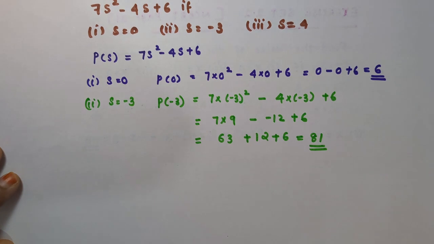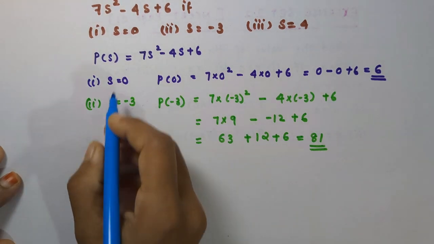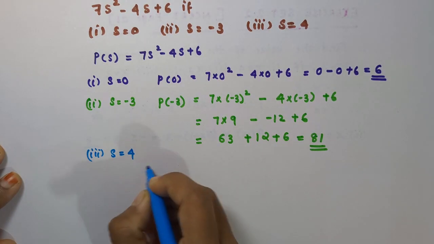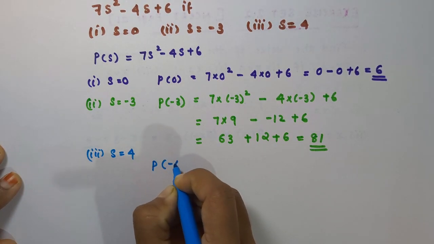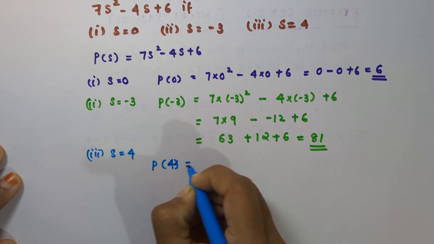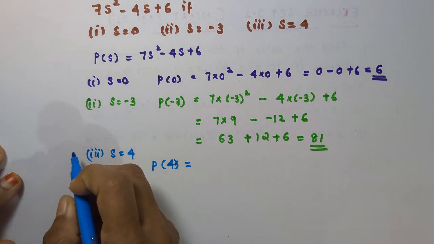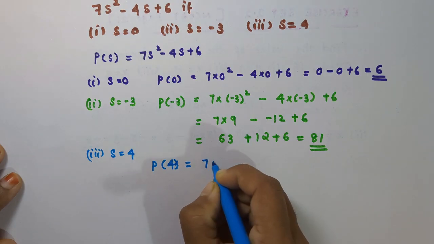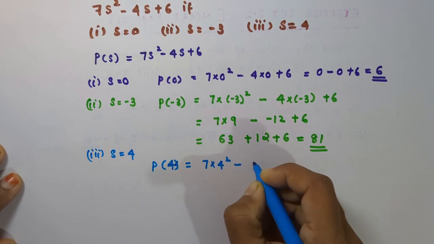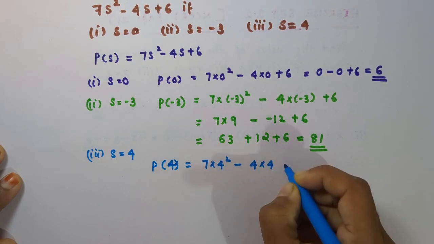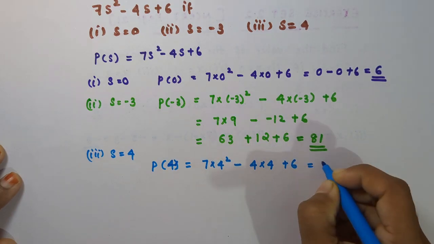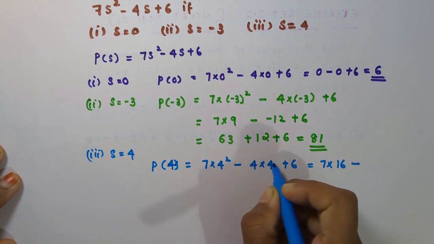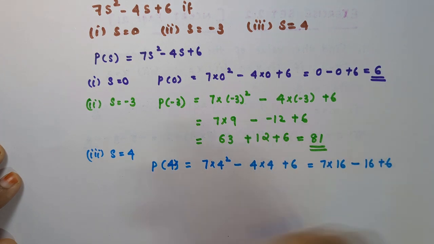Similarly, we want to find out the value of this polynomial when s is equal to 4. So when s is equal to 4, we can write it as p of 4. P of 4 is equal to, wherever we have s, we substitute s as 4. So this becomes 7s square: 7 into 4 square minus 4 into s, which is 4, plus 6. So this is equal to 7 into 4 square, which is 16, minus 4 fours are 16, plus 6.